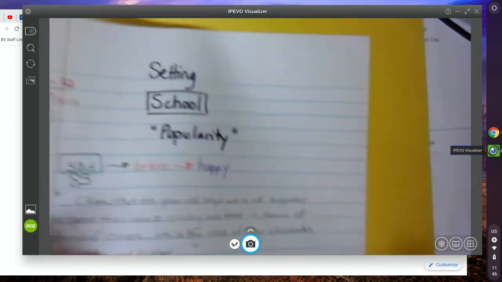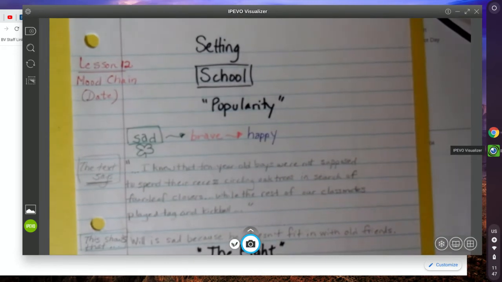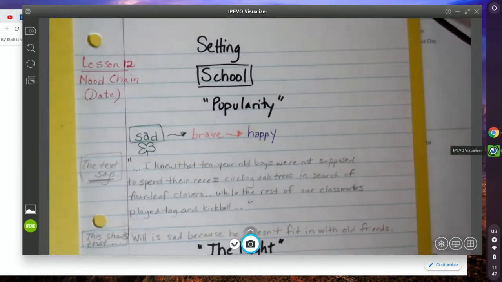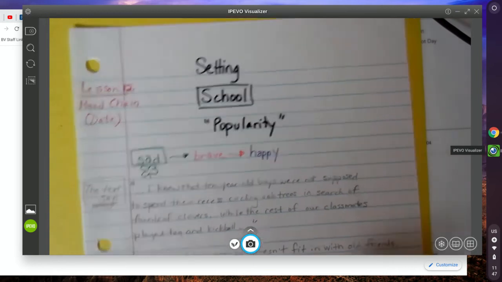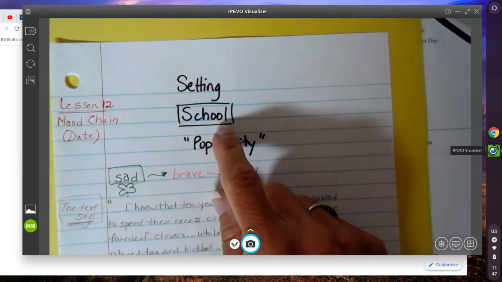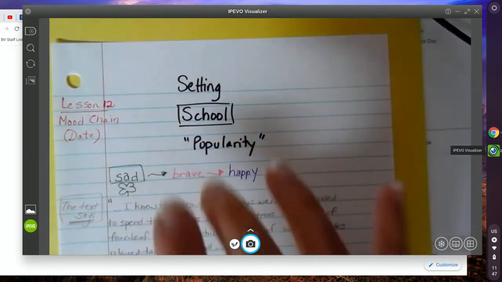Today's lesson is different. This is lesson 12, and we are going to talk about mood changes. Let's see if I can get some focus for you. So in today's lesson, I'm going to teach you that places can change dramatically, which can affect the characters deeply. So notice I have a box around school, right? A rectangle. And I did that because that is the setting. That is the physical setting.